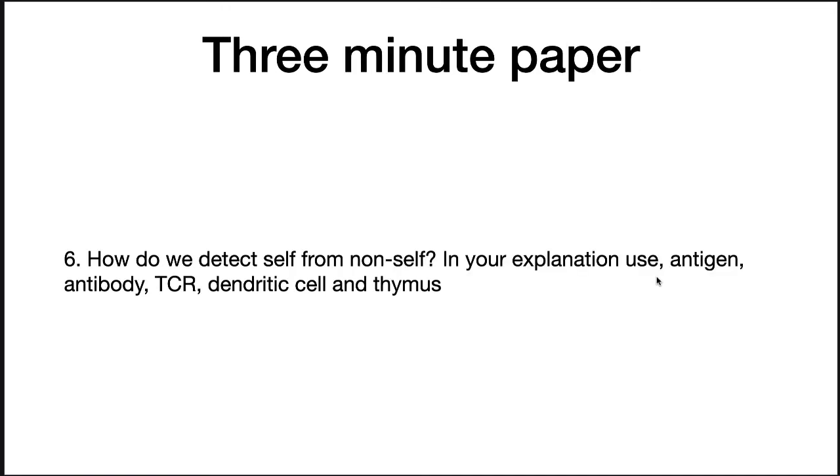Okay, a 3-minute paper. What I want you to do is take 3 minutes and explain this question. How do we detect self from non-self? In your explanation, use antigen, antibody, T cell receptor, dendritic cell, and thymus. Okay, hopefully you incorporated the stuff that we had just talked about.